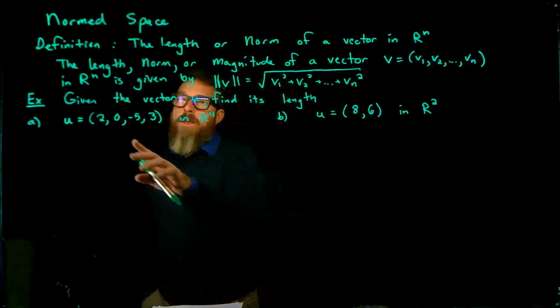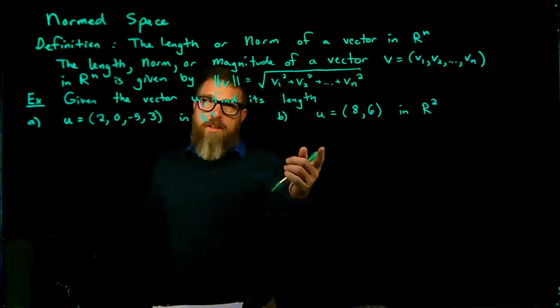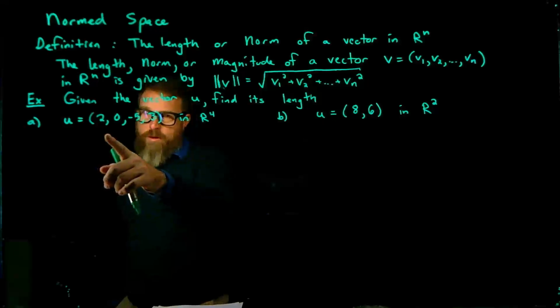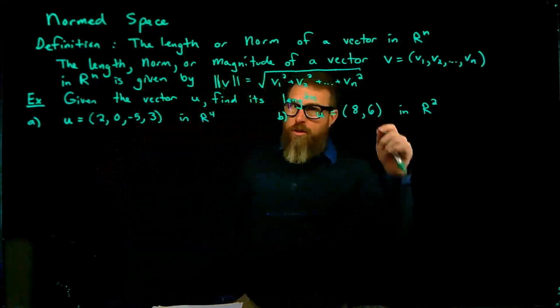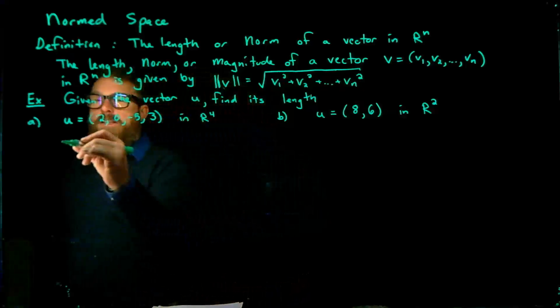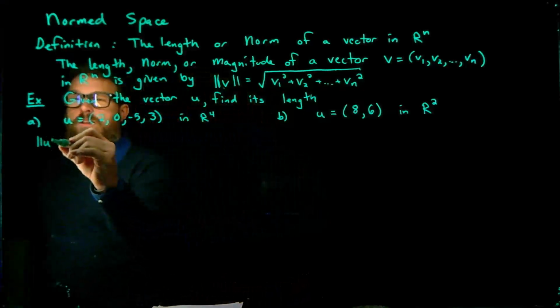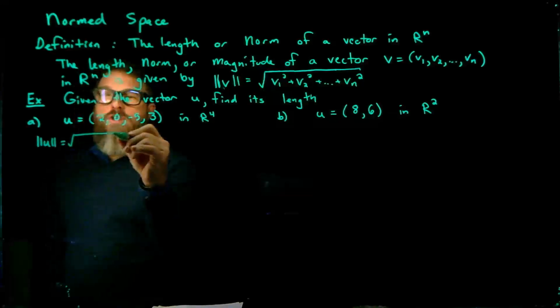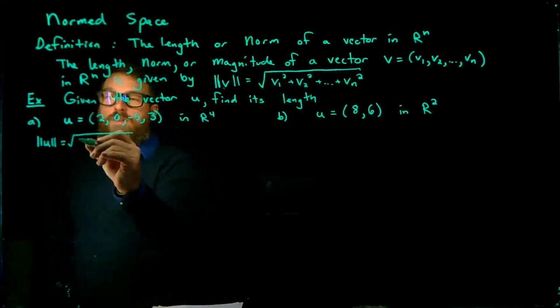So given the vector u, find its length. So I'm going to do a vector in R4, and then I'm going to do a vector in R2, and then show you how similar they are. So if I want to find, say, the magnitude of u here, the length of u, it's going to be the square root of the sum of the squares of its components.